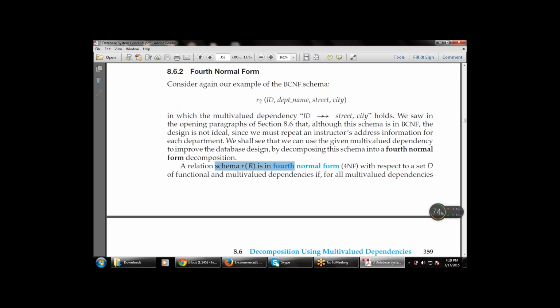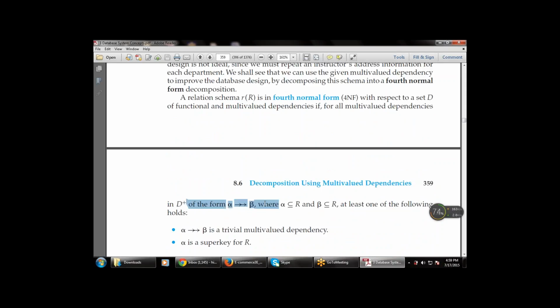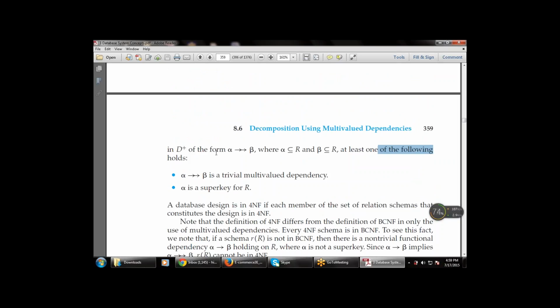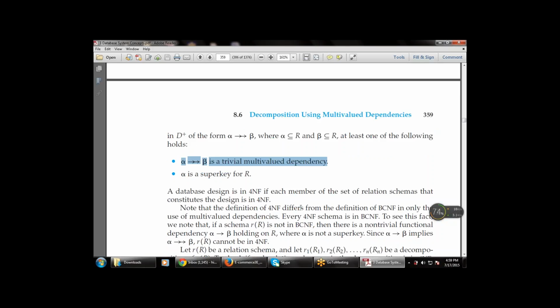Now, a relation schema, or the table, is said to be in the fourth normal form with respect to the set D of the functional and multi-valued dependencies if, for all multi-valued dependencies in D plus of the form alpha arrow arrow beta, where alpha is contained in R and beta is also contained in the relation R, at least one of the following holds. Either alpha arrow arrow beta is a trivial multi-valued dependency, or alpha is a super key for R.